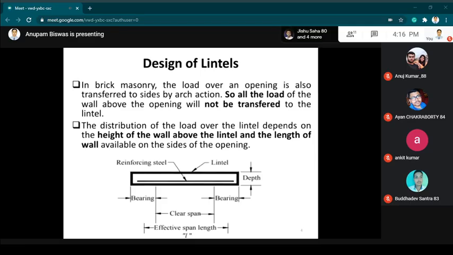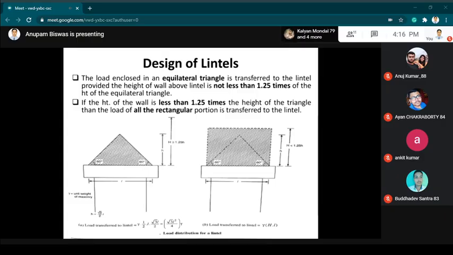So this is the concept. Next, let us see how the loads are actually transferred to the lintel. As you can see in the two diagrams, in the first diagram, the left one, an equilateral triangle is drawn on a lintel. So the condition is, for the transfer of load, if we draw an equilateral triangle and the length is equal to the clear span L.